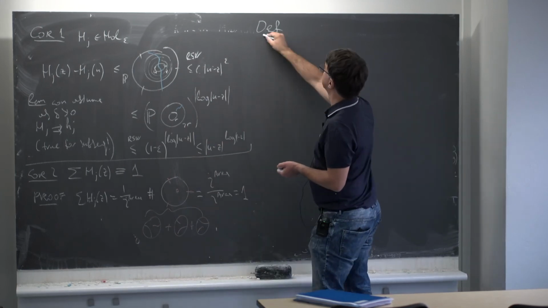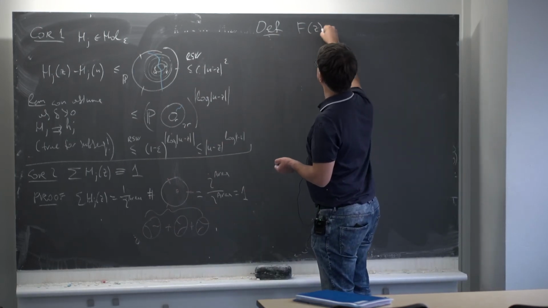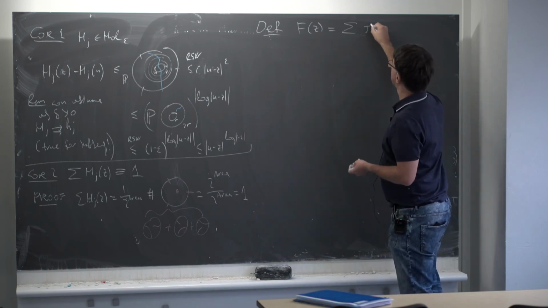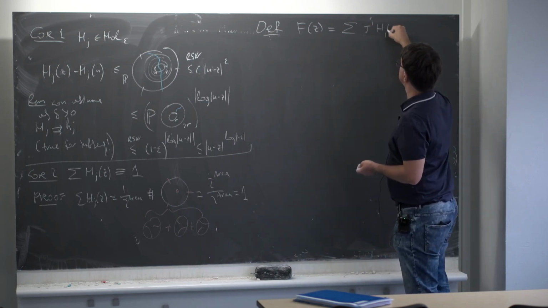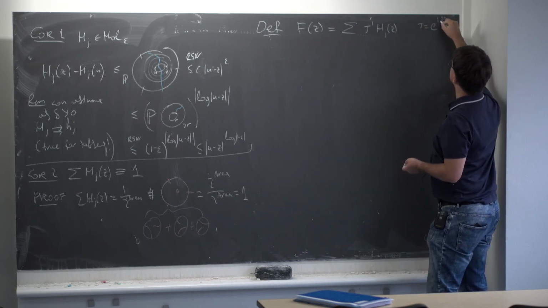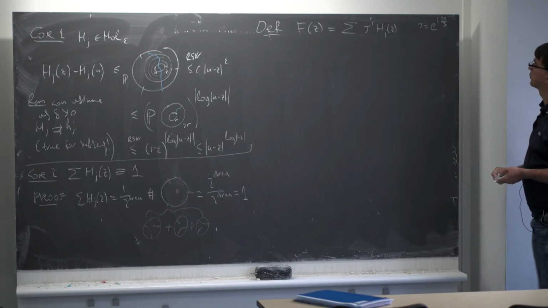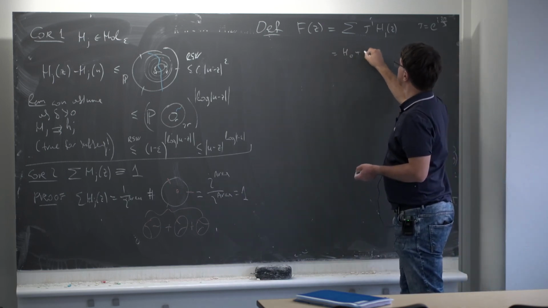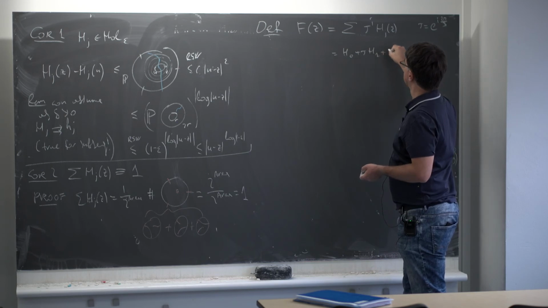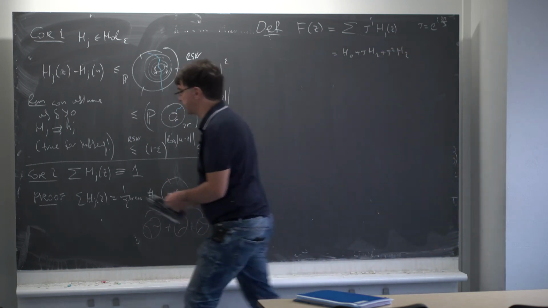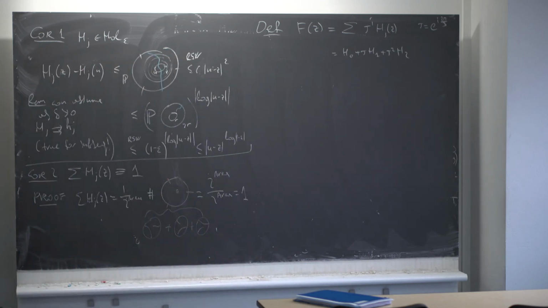So we define function f of z to be sum of, let's say, tau to the power j, hj of z, where tau is the complex cube root of unity. So it's basically h0 plus tau h1 plus tau squared h2. So it's the next symmetric thing we can come up with besides their sum.